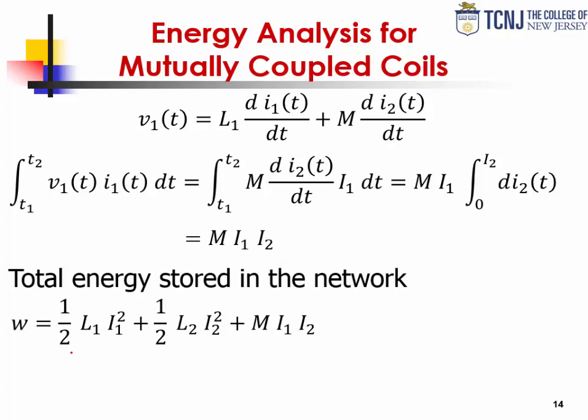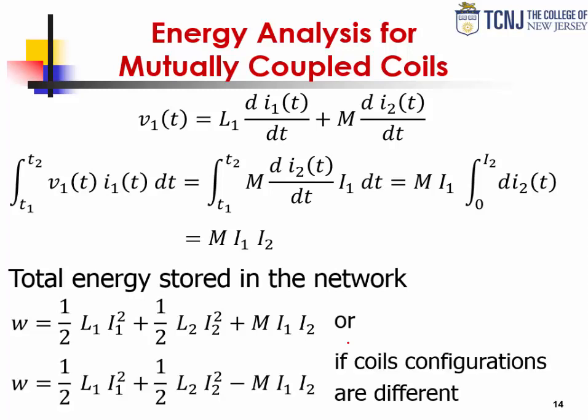So the total energy stored in the network is the energy stored in the primary, the energy stored in the secondary, plus the energy due to the mutual inductance. And if the coil configurations are different, we simply have a negative sign in front of the mutual inductance term.